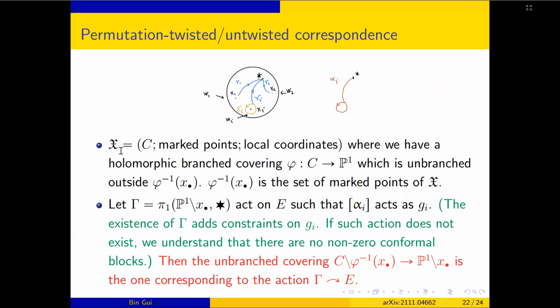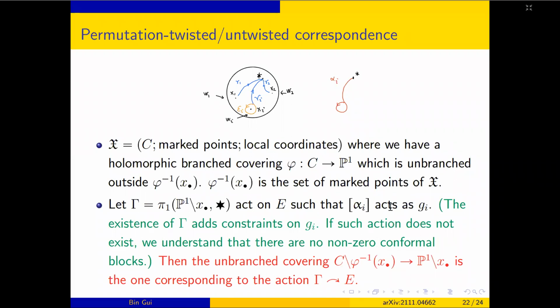So first of all, as I said, the mark points for the branched covering is precisely the inverse image of the mark points of the Riemann sphere, which is the geometric data on the twisted side. And here the branched covering, because as I said, outside the mark points, it is unbranched. This is the unbranched covering, and this unbranched covering could be described by an action of the fundamental group on the finite set E.